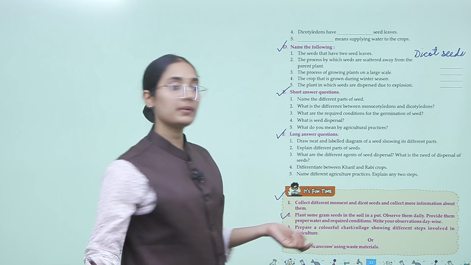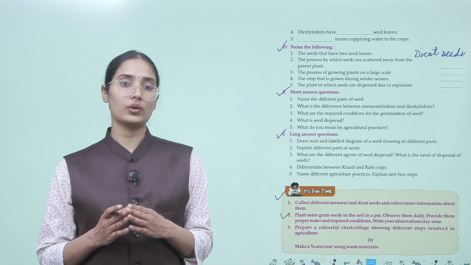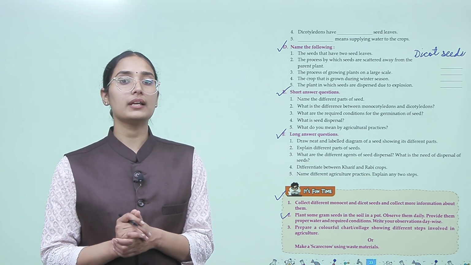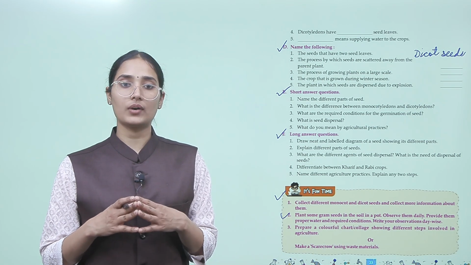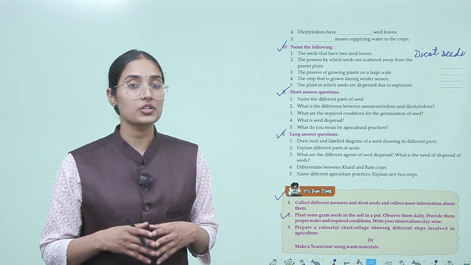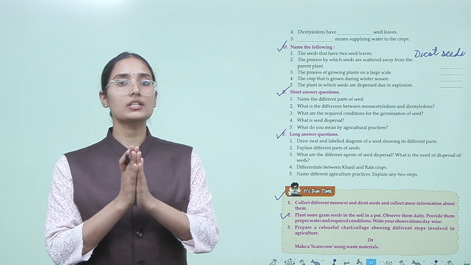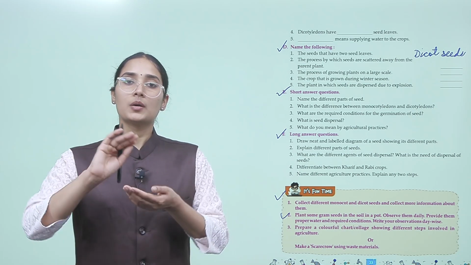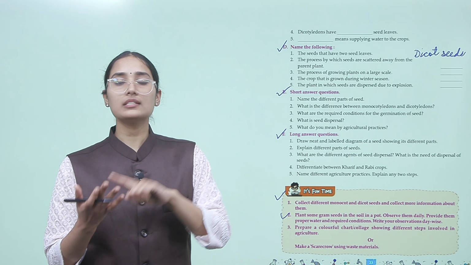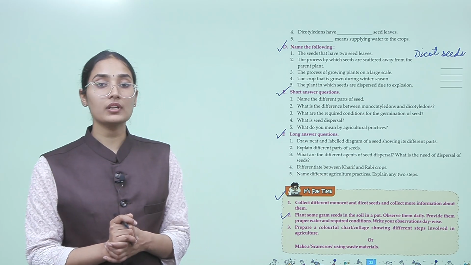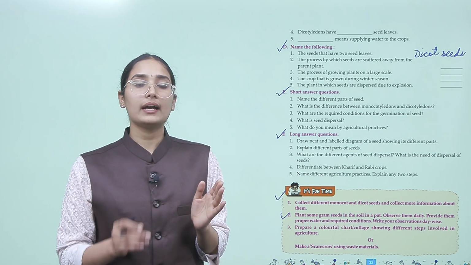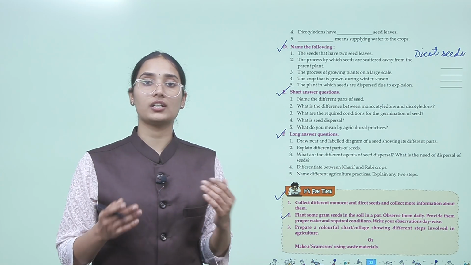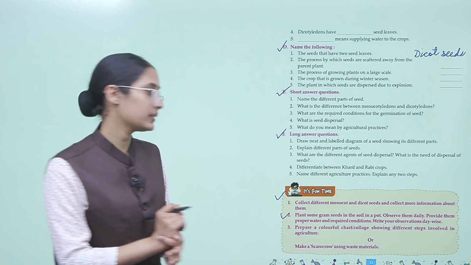Next is plant some gram seeds in the soil in a pot. What are gram? The chana seeds. Observe them daily, provide them proper water and required conditions. Write your observation day by day. So this is a task for you. Put a gram seed inside the soil. Put some water, air is already there and sunlight is already there. Now, observe it daily and note your daily observation. What are the things that are changing in that area?